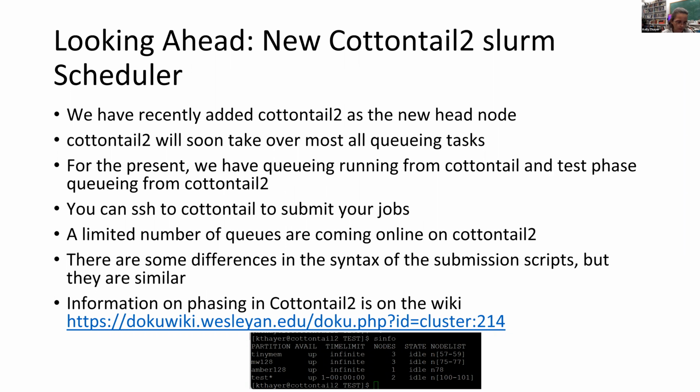So Cottontail plain is now becoming deprecated and can be used as a backup node. And so Cottontail 2 will soon take over most all of the queuing tasks. For the present, we have queuing running on Cottontail and test phase on Cottontail 2, but these things are moving over onto Cottontail 2 a few at a time to transition in for Cottontail 2 to take over. You can SSH to Cottontail to submit your jobs. A limited number of queues are coming online to Cottontail 2, although that number is now increasing.